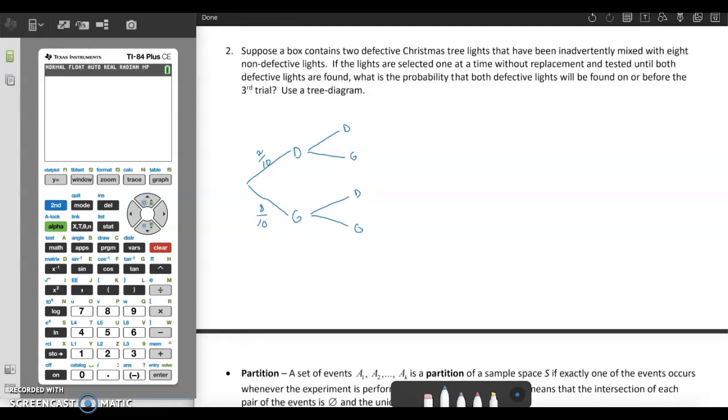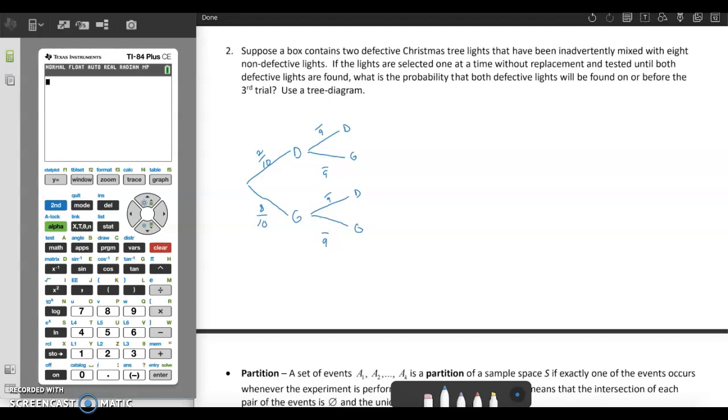But look how the probabilities change. If I've already picked out a defective, now there's only 9 bulbs left to choose from. So all of these next denominators are 9s. And depending on what I've already picked is going to change the numerators. So what's the probability, if I've already picked a defective one out, of picking another defective out?